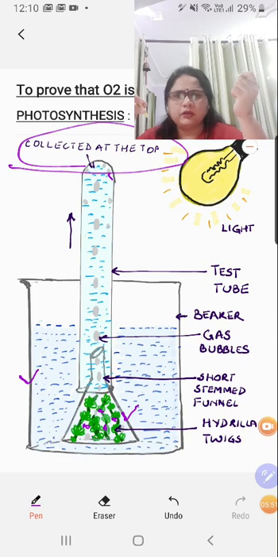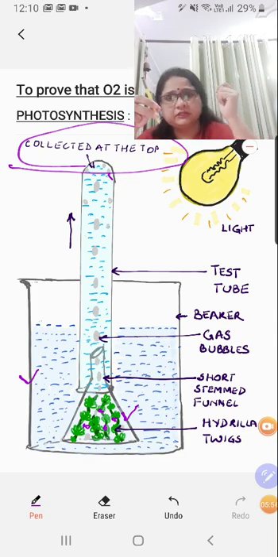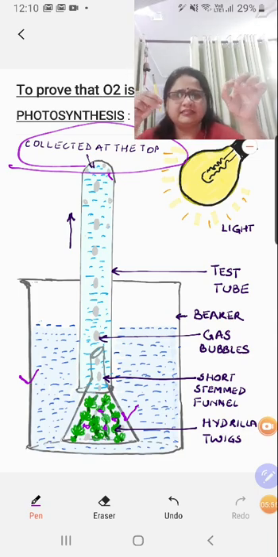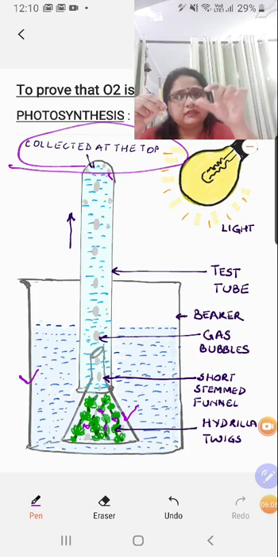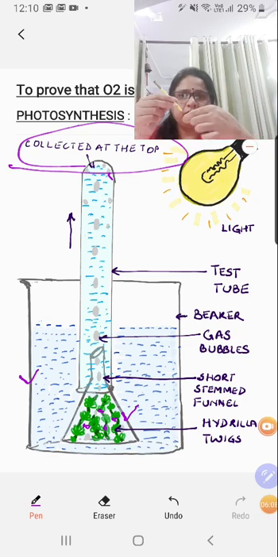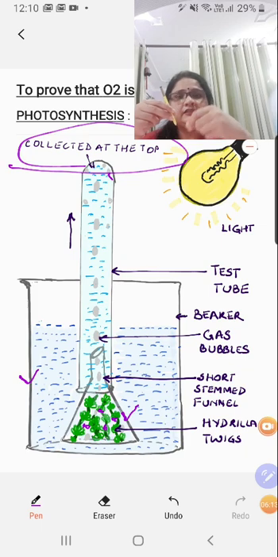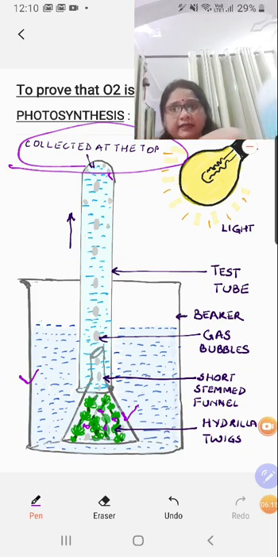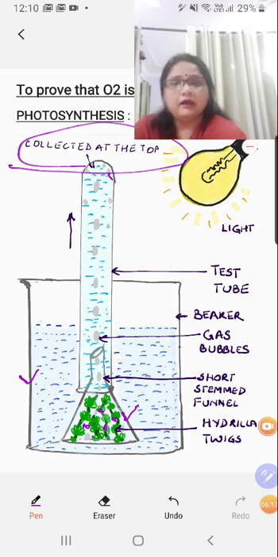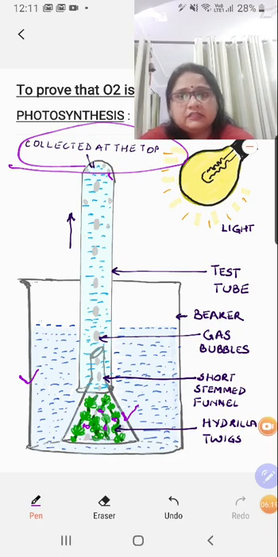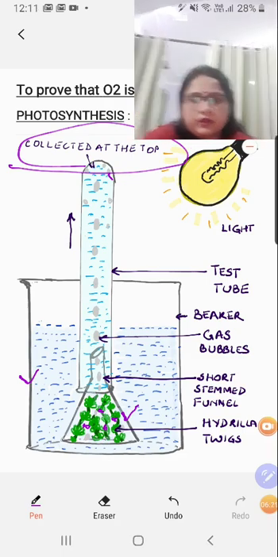You just take a glowing splinter. Let me tell you what is a glowing splinter. It could be a very thin 6 centimeter wooden strip which is glowing. I mean you have added some spark to it, but it has not got flame, right? That's a glowing splinter. You just keep it at the mouth of the test tube, and since oxygen is present here, the glowing splinter would be ignited and it will start showing flames.